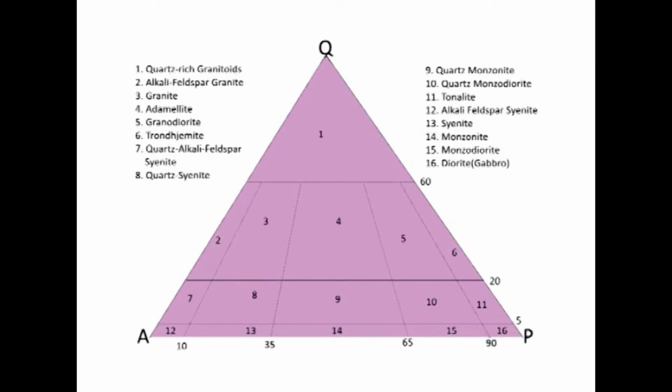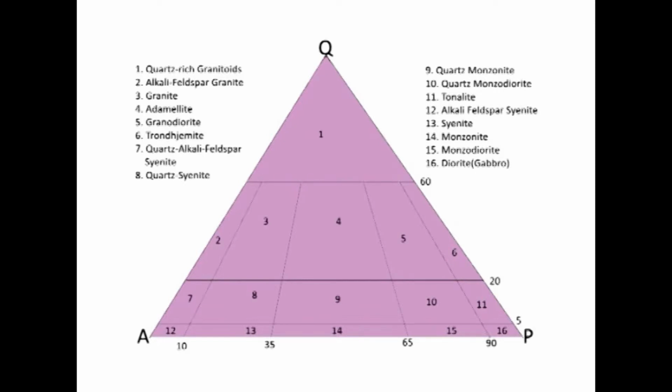Sixth, trondhjemite. Seventh, quartz alkali feldspar syenite. 8, quartz syenite. 9, quartz monzonite. 10, quartz monzodiorite. 11th, tonalite. 12, alkali feldspar syenite. 13, syenite. 14, monzonite. 15, monzodiorite. And 16, diorite or gabbro.